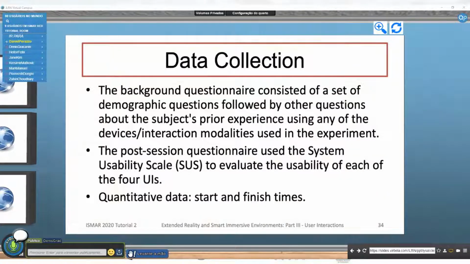In order to collect data, we used a background questionnaire, which has demographic questions and questions about subjects' prior experience in using devices or interaction modalities. In terms of post-session, we use the system usability scale to evaluate the usability of those 4 modalities, and also we use some quantitative data such as start and finish time, because that can give us the time that it took to complete various assignments.